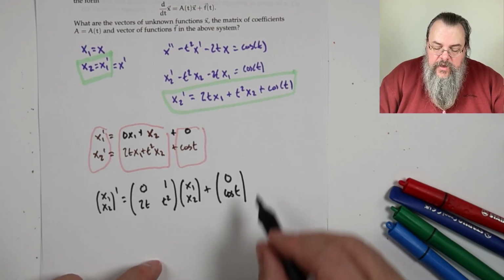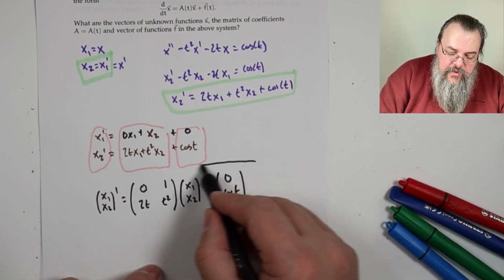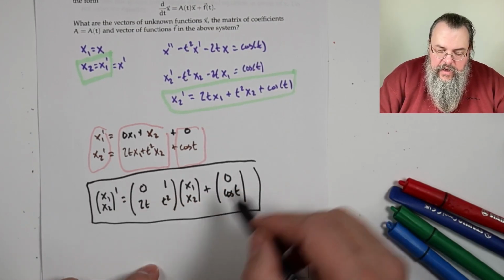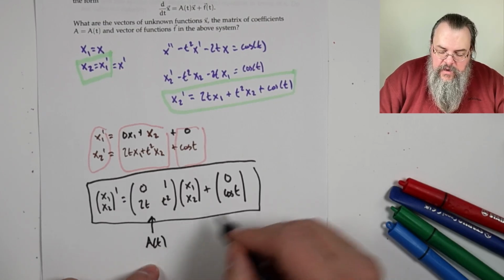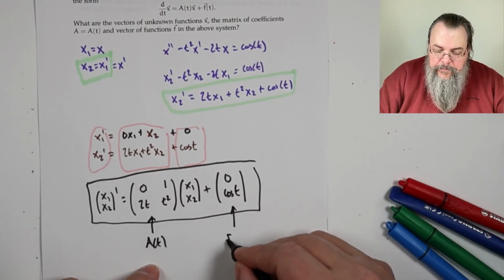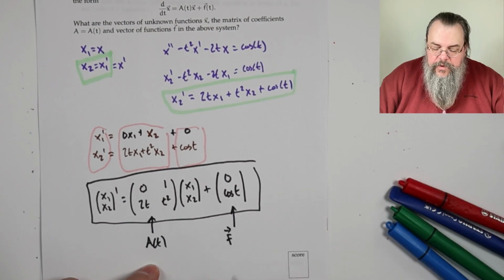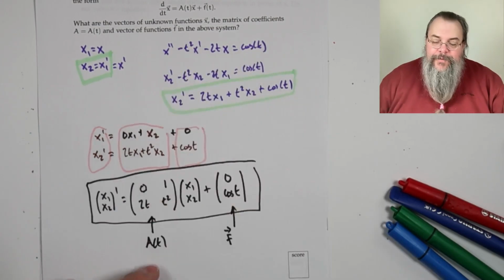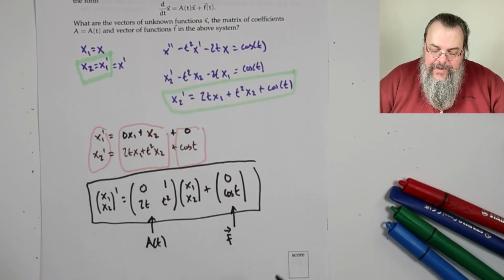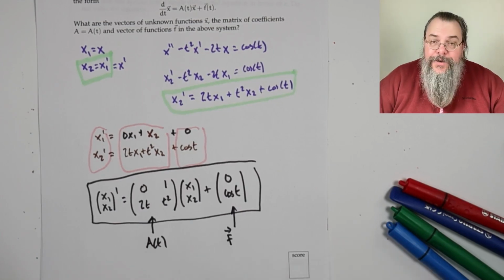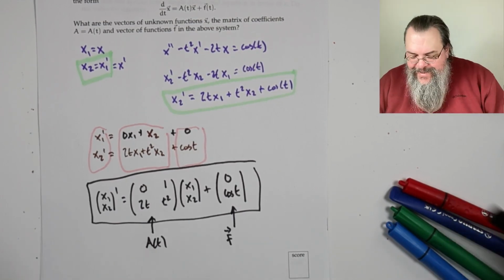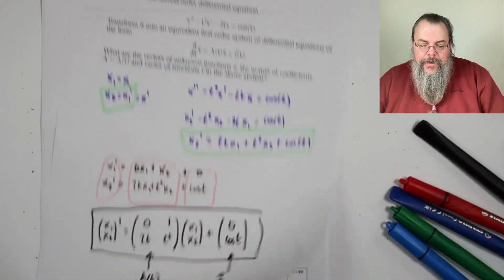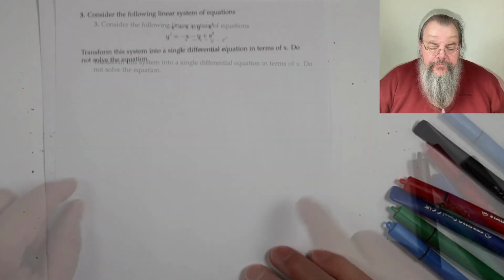All right, now I'm going to box it, and we'll just make some notes here. This is our A of t. This is our f. And we'll go ahead and throw a little vector on top because they seem to like little vectors. And there we go. Isn't that great? Yes. All right. Well, let's keep moving right along.